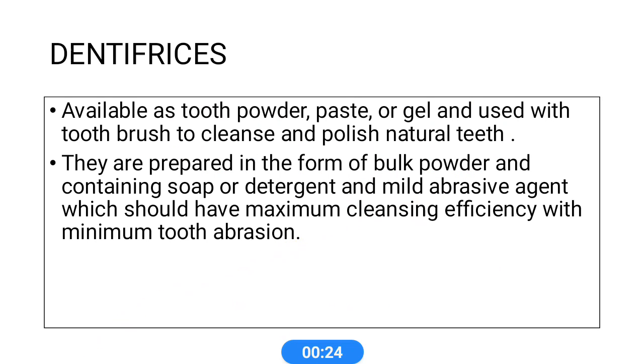First is the dentifrices. What is dentifrices? Dentifrices are bulk agents, available as tooth powder, paste or gels, and used with a toothbrush to cleanse and polish natural teeth. They are prepared as bulk powder containing soap or detergent and mild abrasive agents. We should have maximum cleansing efficiency with minimum tooth abrasion. So dentifrices are bulk agents.